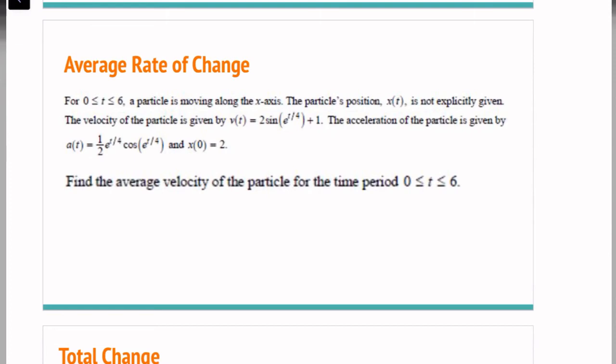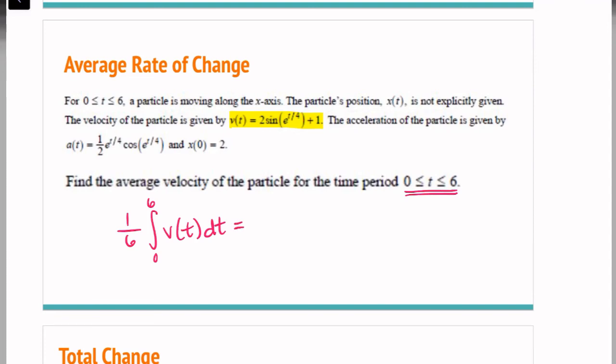All right, from 0 to 6, a particle is moving along the x-axis. The particle's position is not explicitly given, but the velocity formula is given to us, and the acceleration formula. We want to find the average velocity from 0 to 6. So, integral from 0 to 6 of v of t dt, that's going to give me how much it's changed. If I put a 1/6 in the front, that's going to give me the average. Now remember, it's always 1 over that difference. So let's say I was doing the integral from 1 to 6, it would be 1/5, okay? But 0 to 6 is a width of 6.